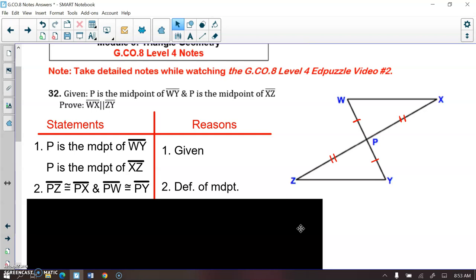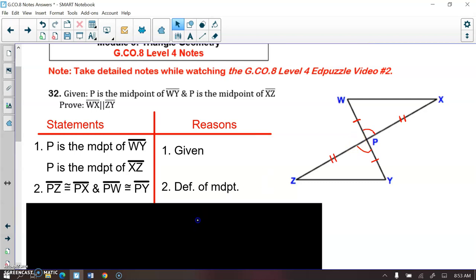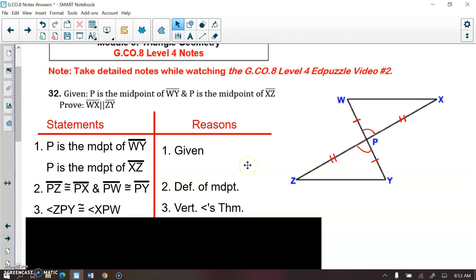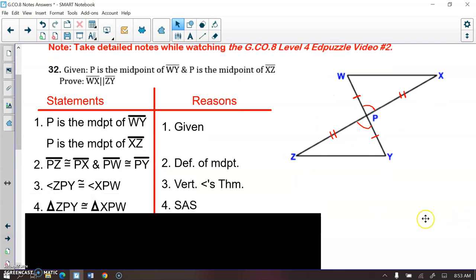Now I'm going to find something else that I can say congruent about these two triangles, which I can say is that angle WPX and angle YPX are congruent by the vertical angles theorem. Or I said it in a little different way, I said ZPY and XPW, same thing. Okay, so now I have three pairs of things congruent on both of these triangles. I can say that these triangles are congruent. If I say triangle ZPY, then I'm going to say triangle XPW, and that's by SAS.